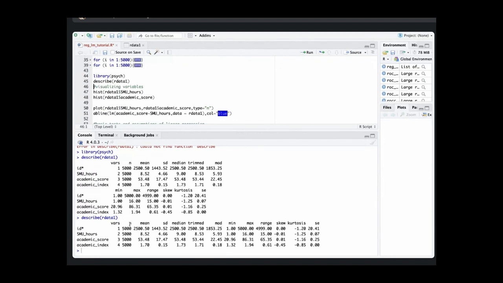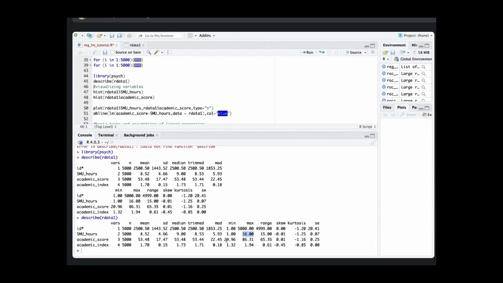And then it also gives you the total number of data points we have in each variable. And it also gives you a mean. So the average number of hours that people have spent on an everyday basis in our data set is 8.52 hours, and the average academic score obtained by them is 53.48 out of 100, right? It also gives you standard deviation, median, then trimmed median and minimum and maximum as well. So the minimum number of hours that people have spent on social media is 1, and the maximum is 16, right?